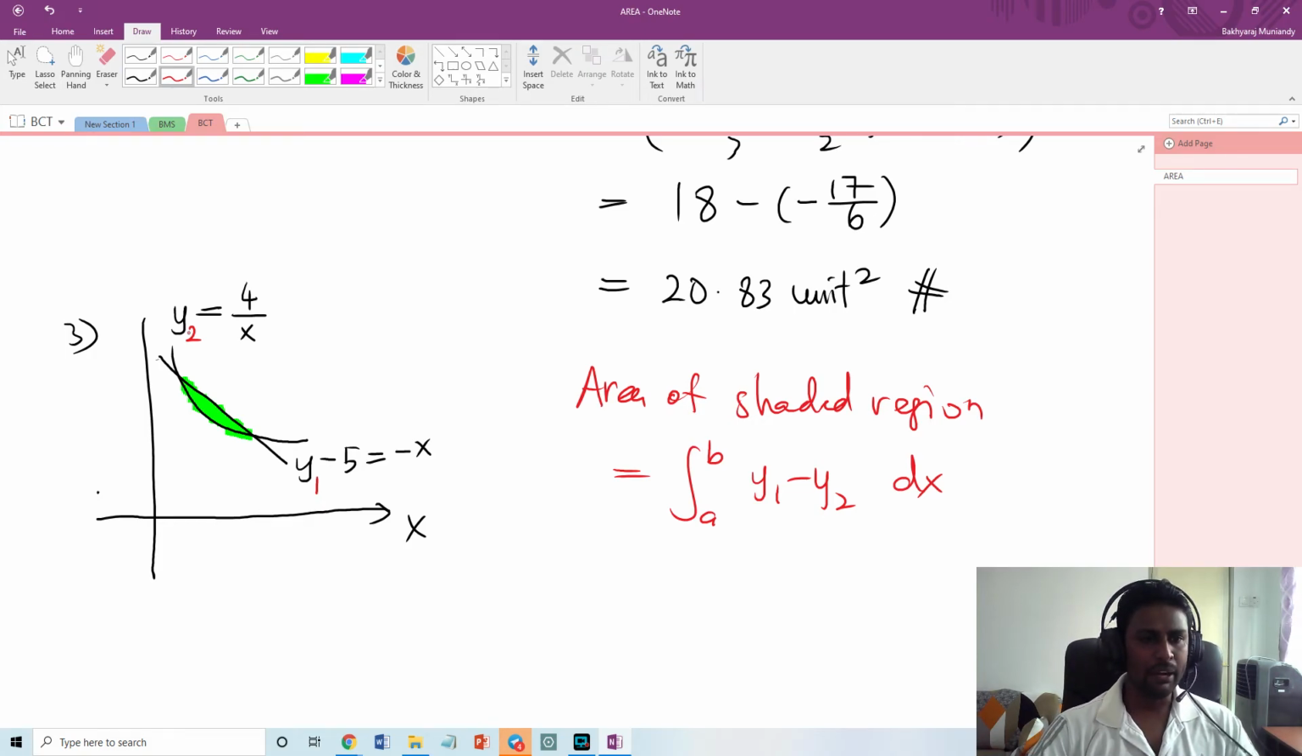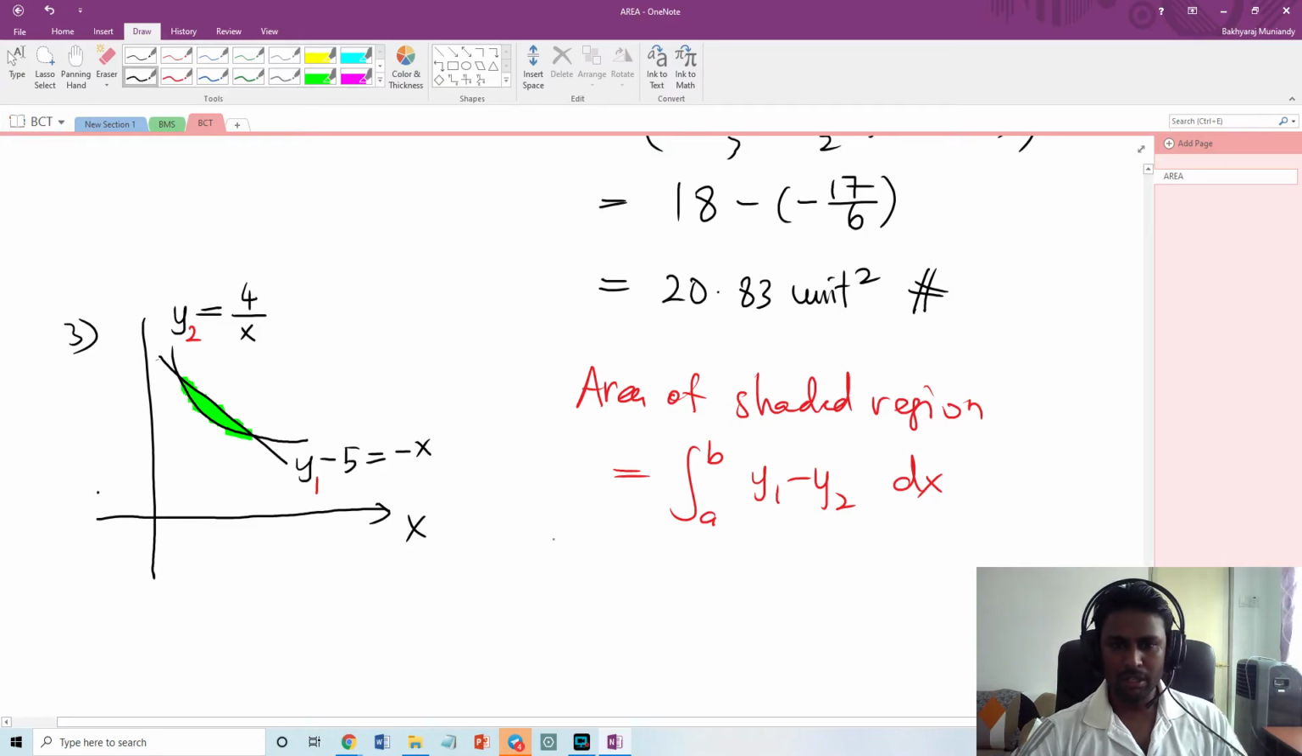Okay, so you get y1, y2 ready. Okay, next we try to go for the substitution. Okay, we substitute. We don't know the limit yet. Okay, it's okay. We put a, b first. Okay, what is our y1? Okay, now you see y minus 5 equals to negative x, right? But I want y1 only.